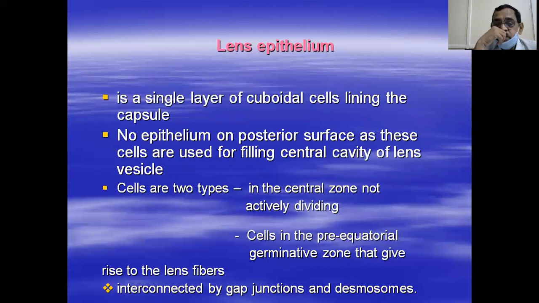Lens epithelium again is a single layer of cuboidal cells lining the capsule. As I said, there is no epithelium on the posterior surface, as these cells are used for filling the central cavity of the lens. And cells are of two types. One is in the central zone, and the other is in the pre-equatorial germinative zone, which actively divides and gives rise to the lens fibers. These cells are interconnected with gap junctions and also desmosomal zones.